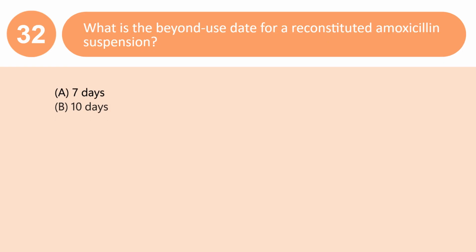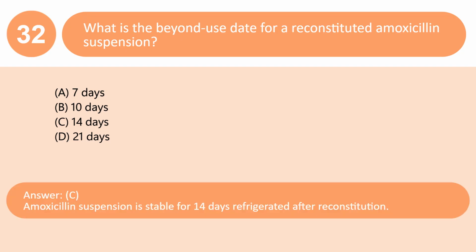What is the beyond use date for a reconstituted amoxicillin suspension? A. 7 days. B. 10 days. C. 14 days. D. 21 days. Answer C. Amoxicillin suspension is stable for 14 days refrigerated after reconstitution.